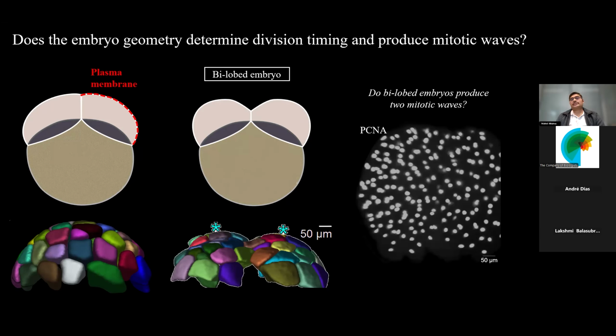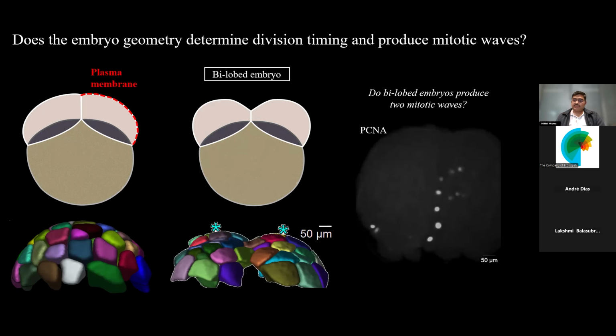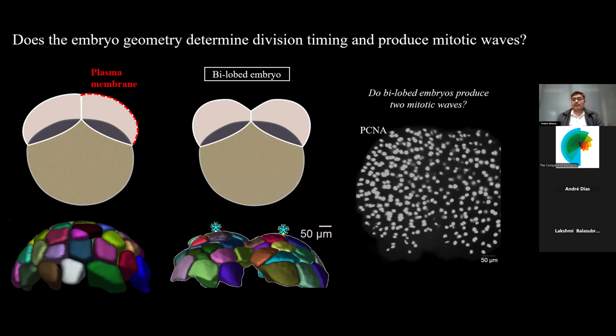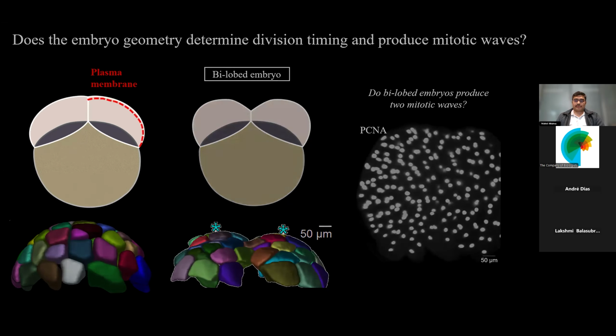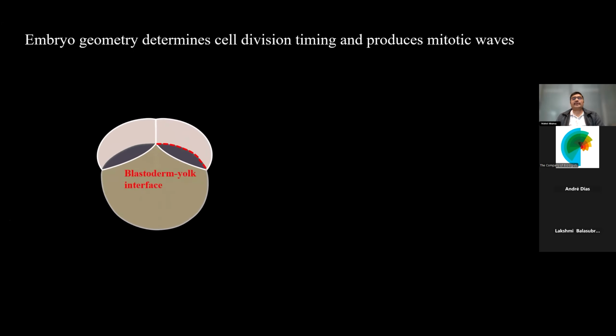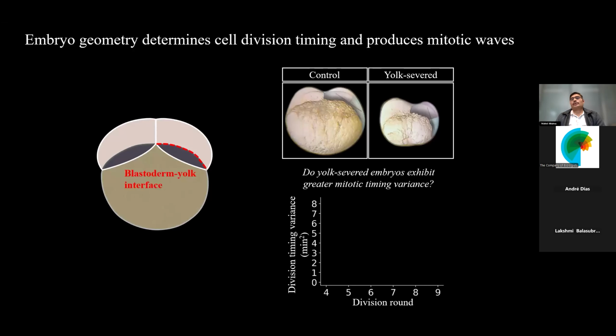The question was, would these embryos now produce two mitotic waves instead of one? And as I play this movie, I hope you can appreciate that there are indeed two mitotic waves, one originating from each of the animal poles ectopically produced. Then I changed the geometry by altering the curvature of the blastoderm yolk interface, because it is the curvature of the cell that orients the cleavage furrow and therefore produces the asymmetric cell division. This indeed caused the cell sizes to be even more asymmetric as compared to in the control embryos.